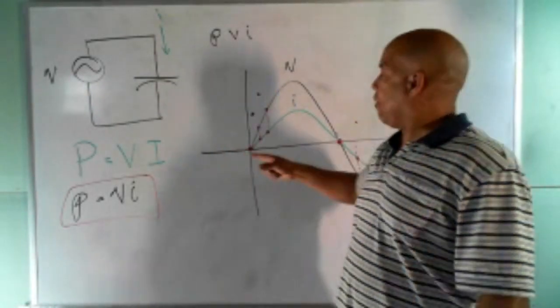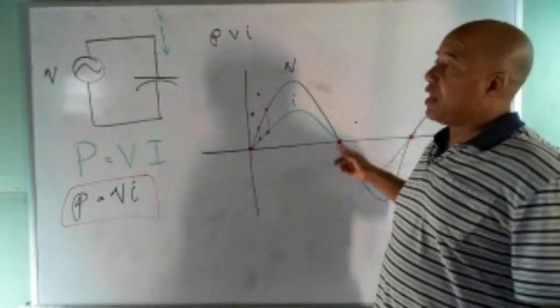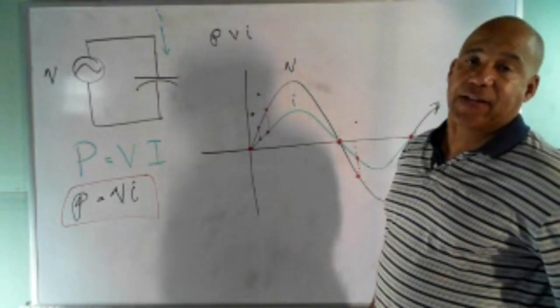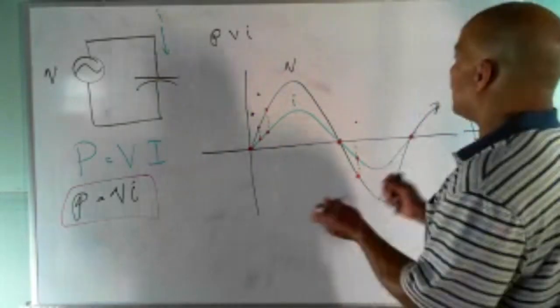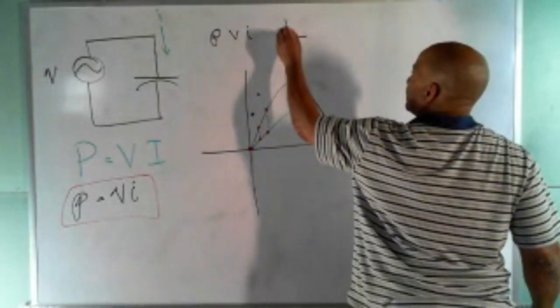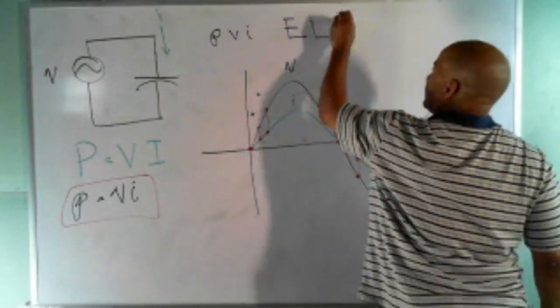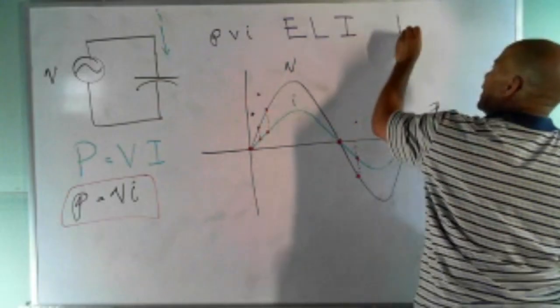I know for a resistor, they're in phase like this. But how would I draw the curve for a capacitor? Well, that's when you've got to go back to that. I told you, remember, that Eli the Iceman. So, Eli the Iceman.